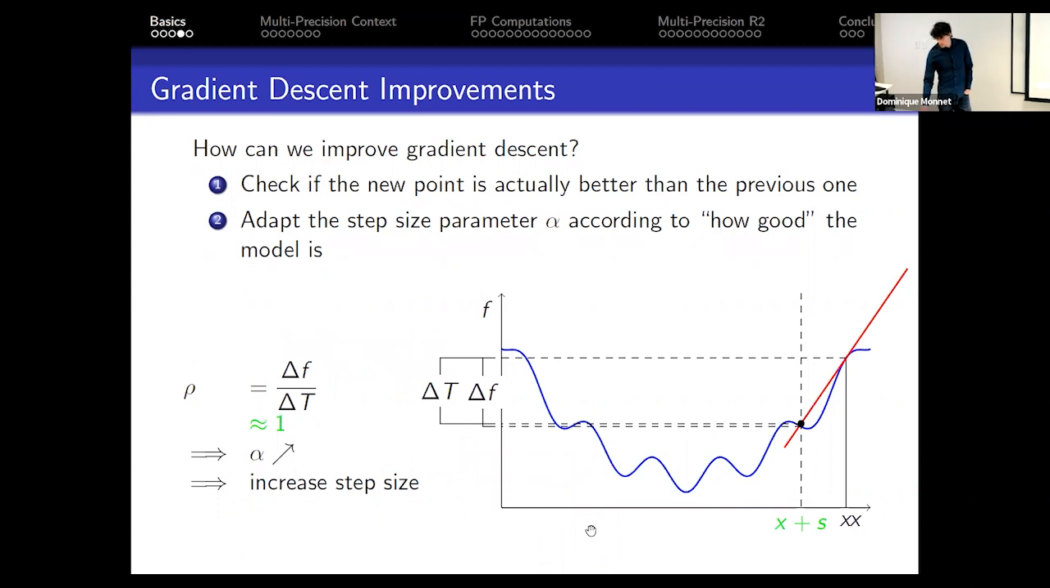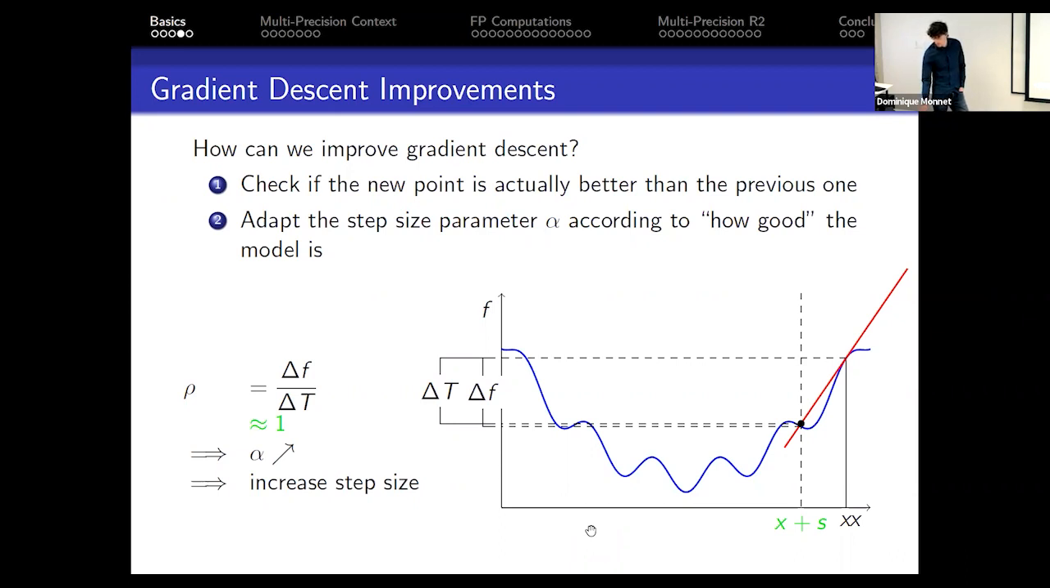Okay. And what happens if rho is good? Let's say rho is almost equal to 1 here. So I'm going to say that my model approximates my objective function well, meaning that for the next step, I'm going to validate that step. And for the next step, I'm going to increase my step size parameter alpha because I trust my local model, and hopefully I can make a bigger step next time. That's going to bring me faster to the local optimum.